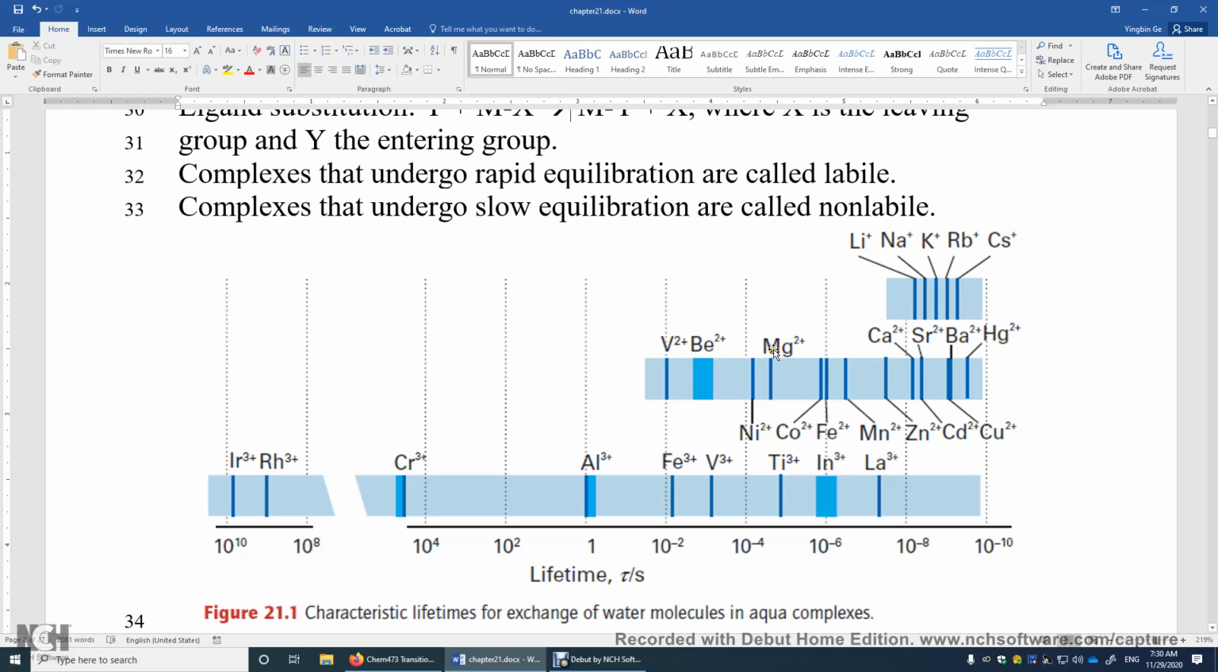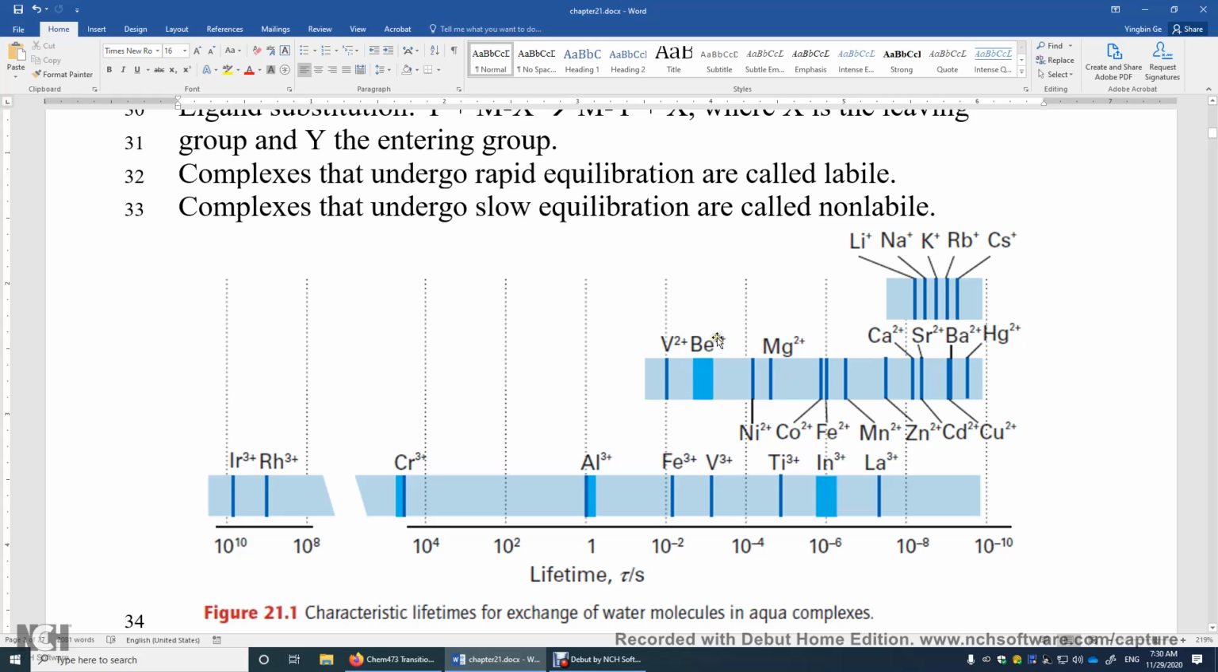And same here. If you look at magnesium 2+, calcium 2+, strontium 2+, beryllium 2+, they are in the second column of the periodic table. And same reason, they do not have LFSE, ligand field stabilization energy. Their d orbitals do not effectively interact with the ligands.